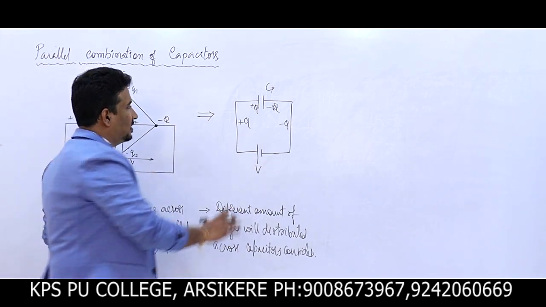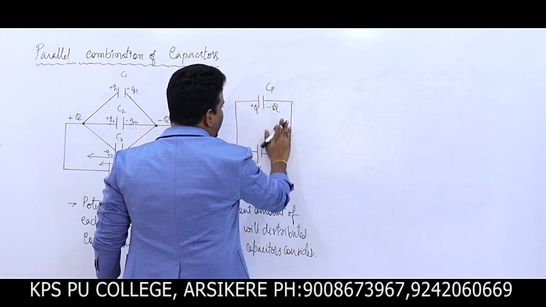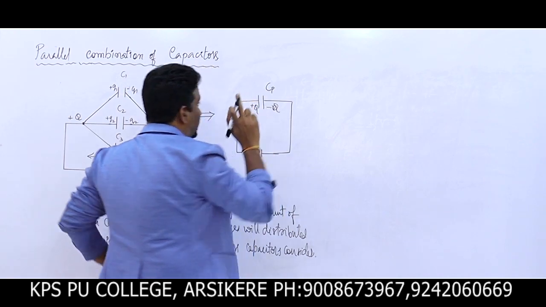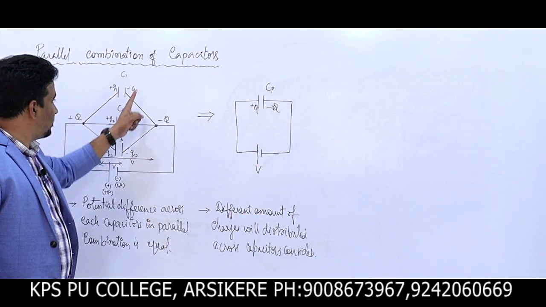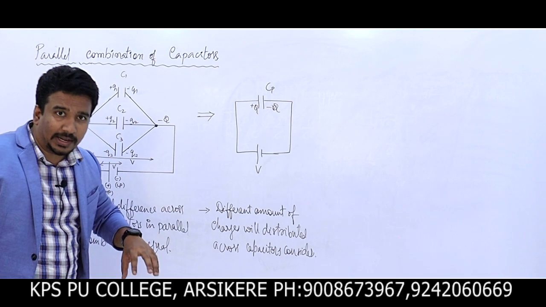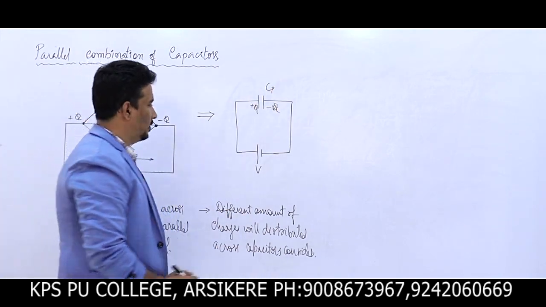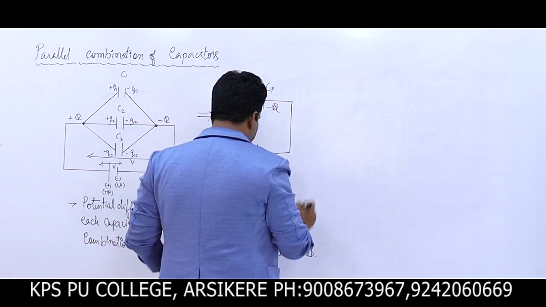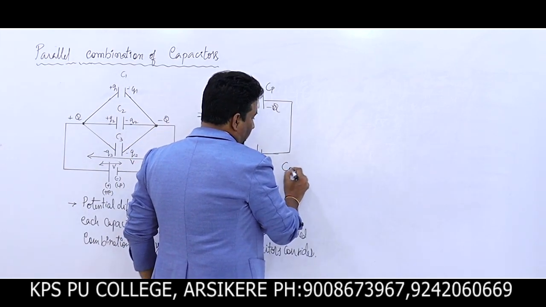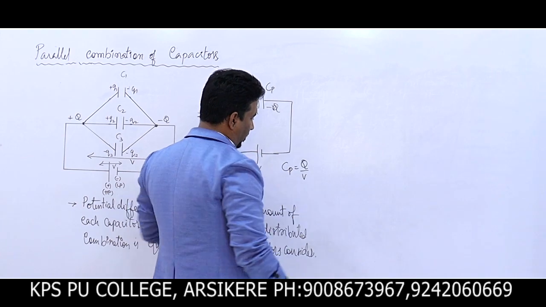Am I clear with this? This capacitor is the equivalent capacitor. So the capacitance provided by C1, C2, C3 in parallel is equal to the capacitance provided by this capacitor. Okay, how much is the capacitance? Cp is equal to Q by V. Am I clear with this?